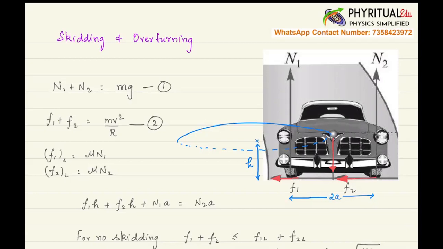The radius of that particular circle, which you can see in the diagram, let's say is r, and the car is taking a turn on the horizontal ground.